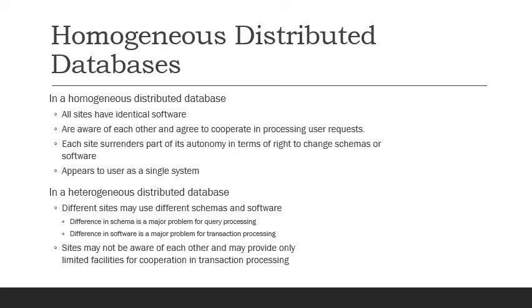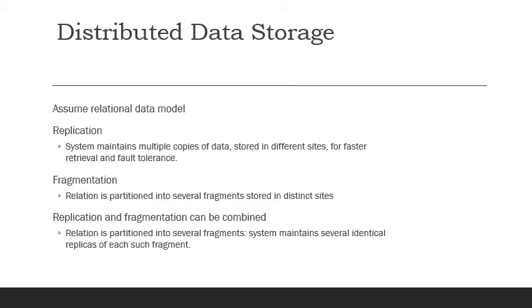In contrast, in a heterogeneous distributed database, different sites may use different schemas and different database management system software. The sites may not be aware of one another, and they may provide only limited facilities for cooperation in transaction processing. The differences in schemas are often a major problem for query processing, while the divergence in software becomes a hindrance for processing transactions that access multiple sites.